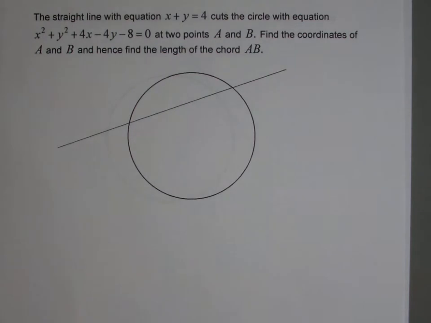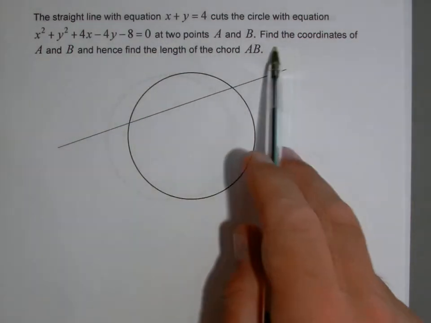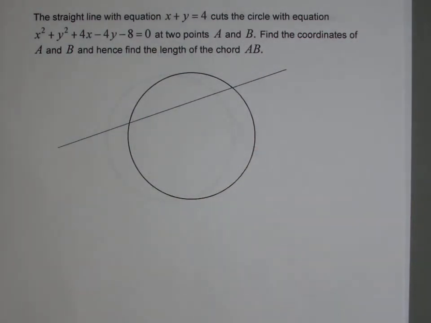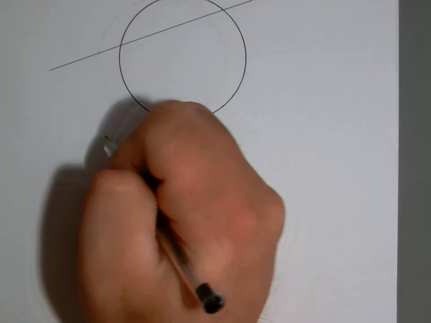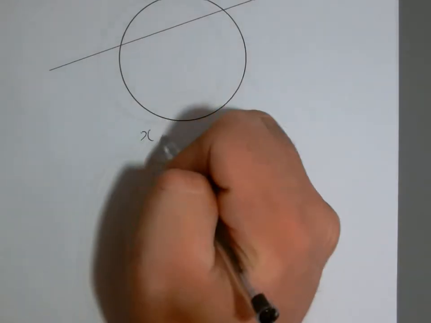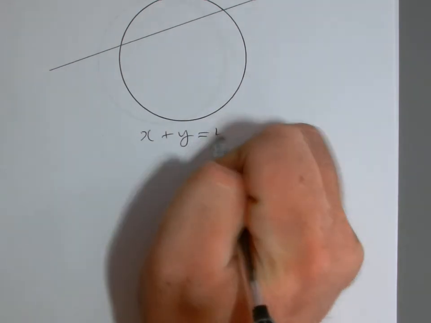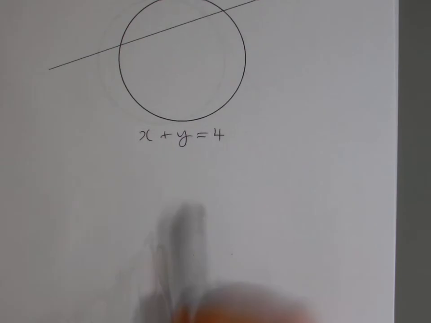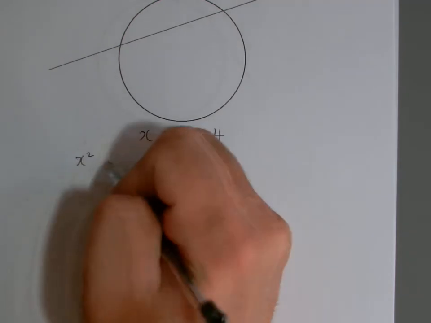The straight line with equation x plus y equals 4 cuts the circle with equation here at 2 points A and B. Find the coordinates of A and B, and hence find the length of the chord AB. So basically you've got two equations: you've got the line, and you've got the circle.